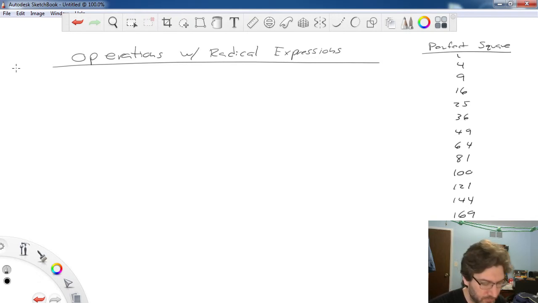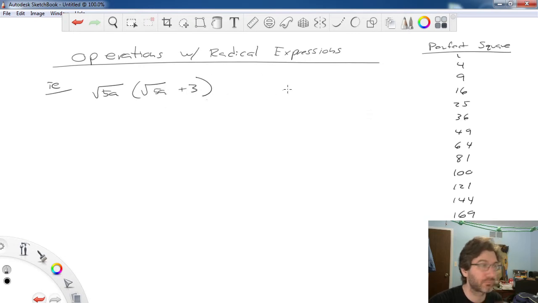Following in the book here, where's the next one? Okay, let's look at more distributive property ones. Let's do one more example of distributive property. Let's do square root of 5a times square root of 5a plus 3. Sometimes you get things that are like this, and just use what you know about square roots.